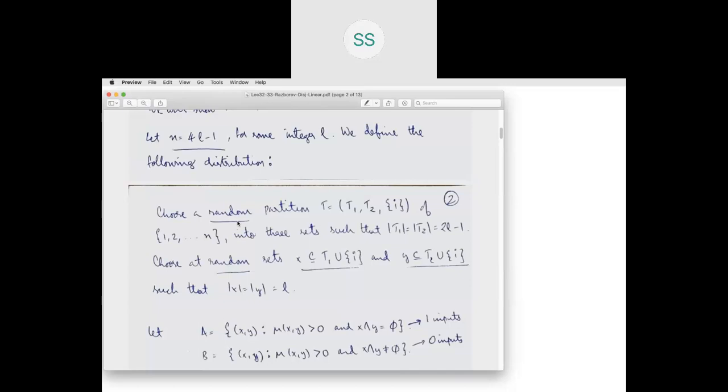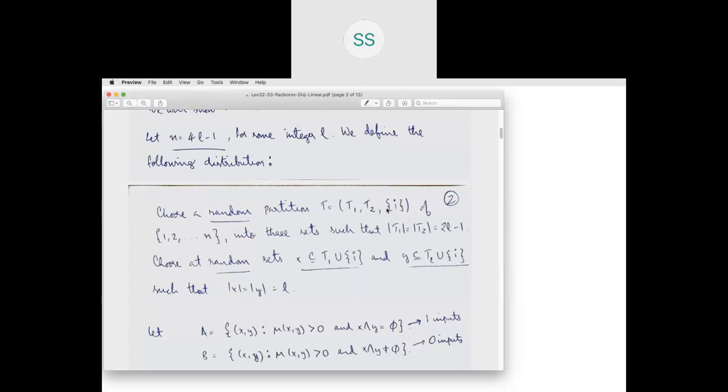So this is the distribution, but we present the same distribution in a slightly different way; it's exactly what I said. Instead of picking a random pair of disjoint sets or a random pair of sets that intersect in exactly one element, we'll do it a bit differently, but it is exactly the same distribution. Even though the presentation is different, it is the same, right? So you partition [n] into three sets, T1 and T2 of size 2l minus 1, and the third set is a singleton set containing an element i, right? And this partition is chosen randomly.